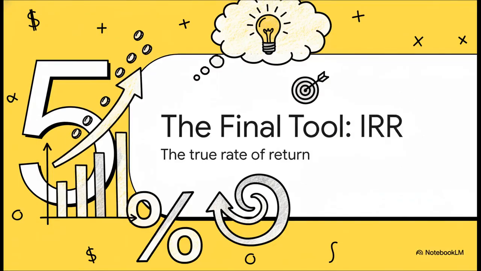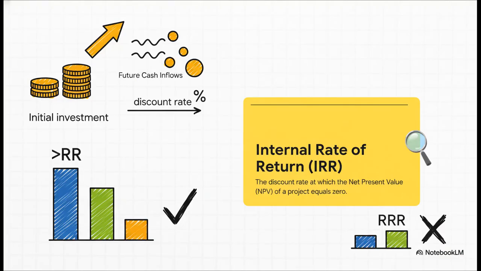Okay, time for our final tool, the internal rate of return, or IRR. Now for your exam, this one is more of a conceptual tool than a calculation tool. It's a way to sum up a project's potential into a single, easy-to-understand percentage. You are not going to have to calculate this on the exam, but you absolutely need to know what it means. The IRR is the project's true rate of return. Think of it as the break-even interest rate. It's the exact rate that would make the NPV of the project equal to 0. And the rule is super simple. If the project's IRR is higher than your required rate of return, you accept it.